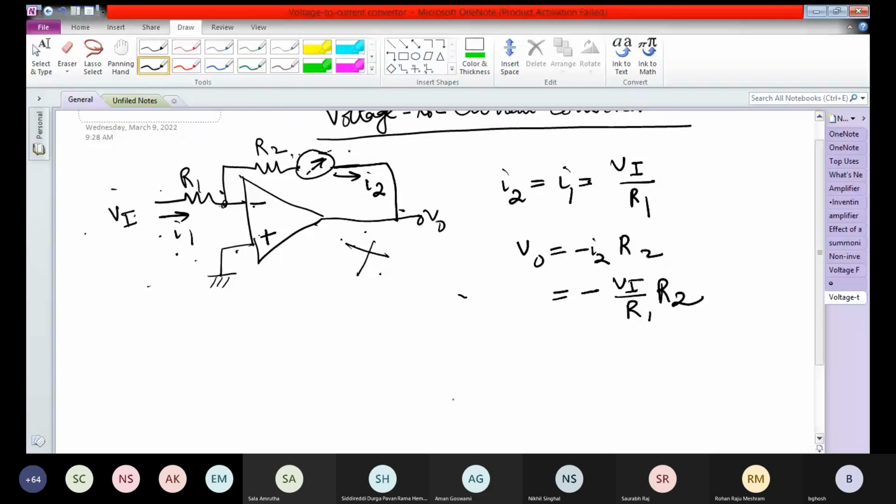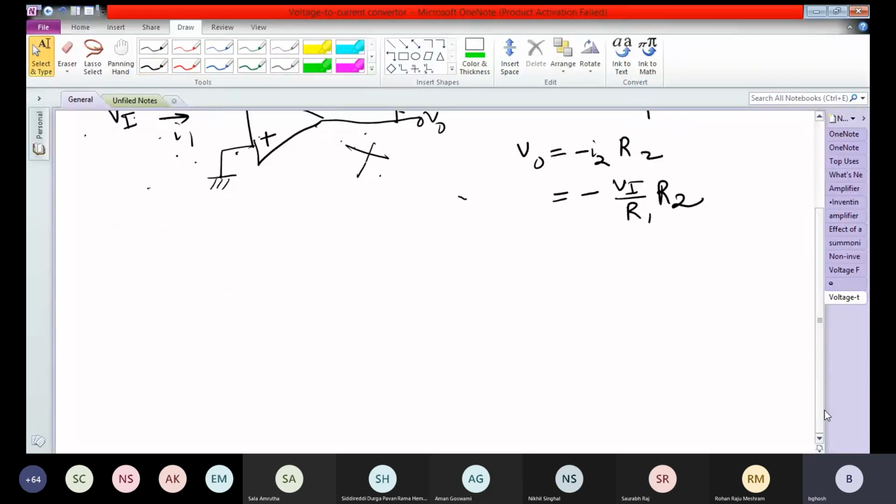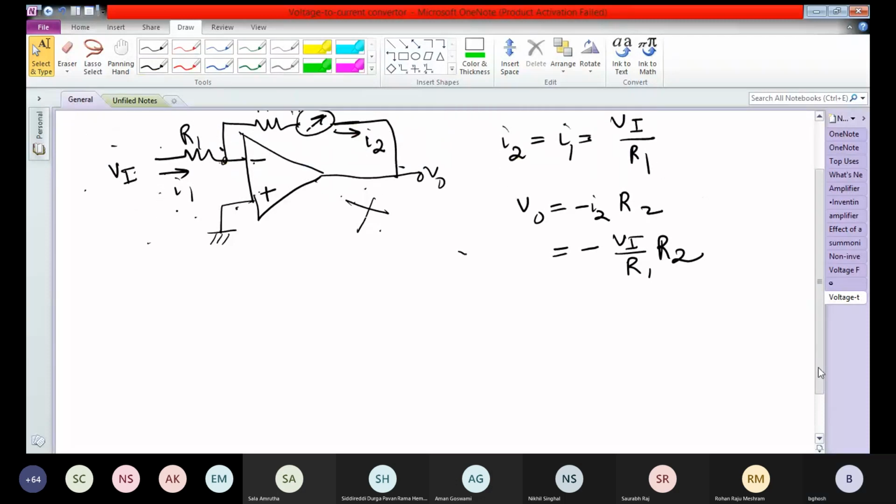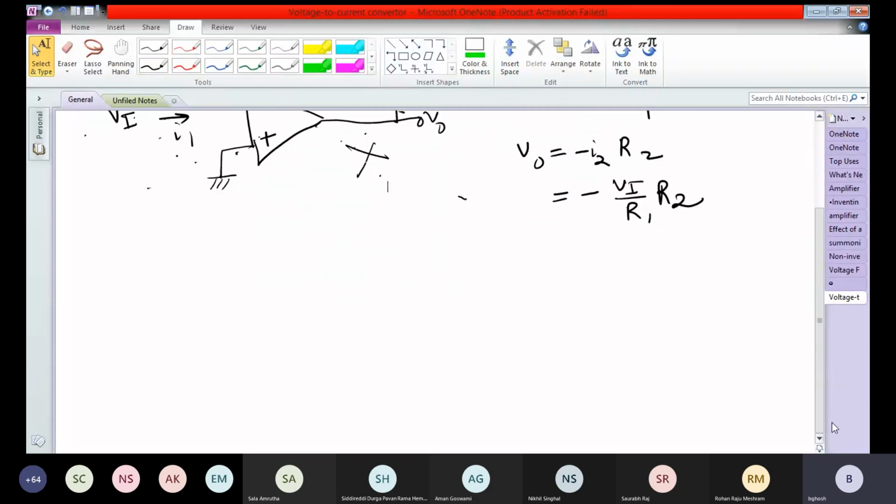Okay, because R2, the load impedance, is not directly connected to ground. It is connected to virtual ground, but it is not directly connected to ground. So in order to achieve that, we need to add a bunch of different resistors.